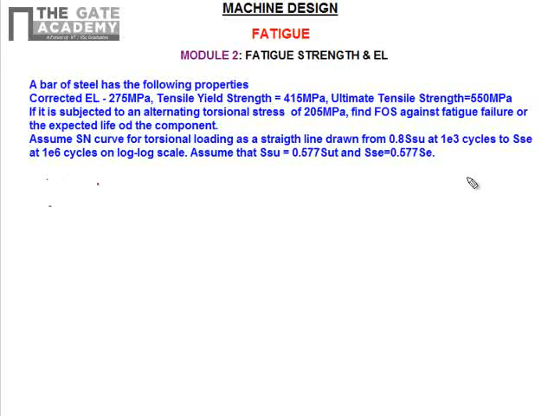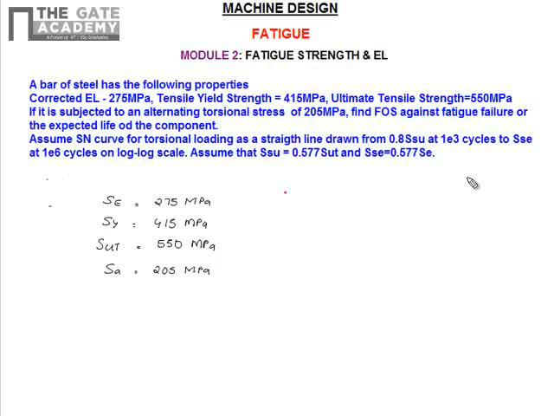Now we will note down the data given here. We have SE, that is the corrected endurance limit, as 275 MPa. The yield strength of the material is given as 415 MPa, and SUT is given as 550 MPa. The torsional stress SA is 205 megapascal. So we want to find the factor of safety or the expected life of the component.